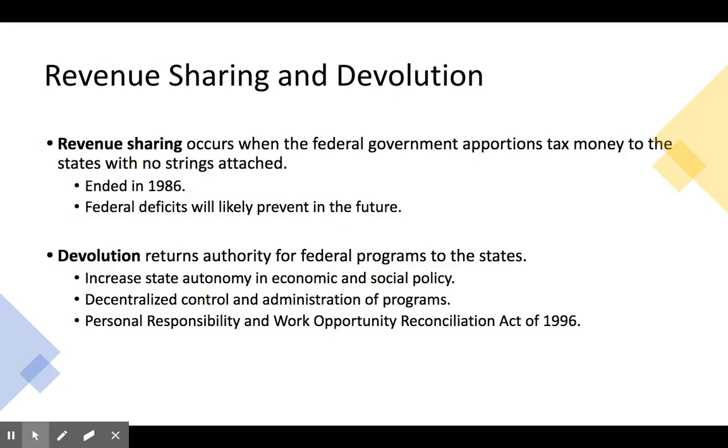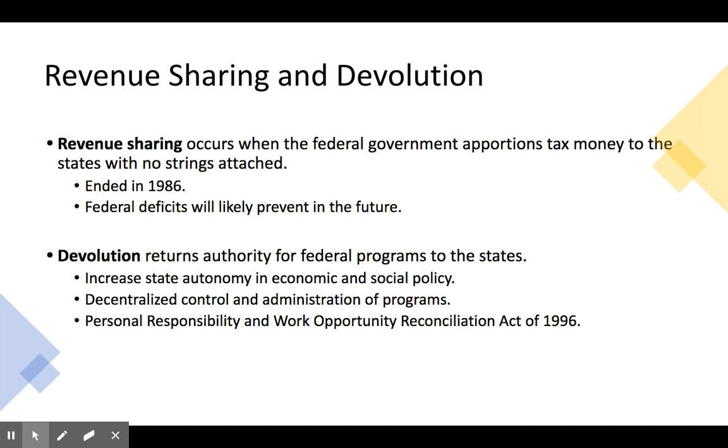Moving on to revenue sharing and devolution. So revenue sharing actually started in 1972, and it occurs when the federal government apportions tax money to the states with no strings attached. So again, this is the idea of rolling back the federal government's power.